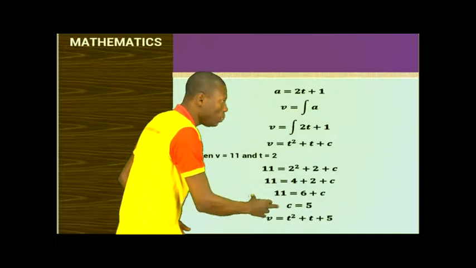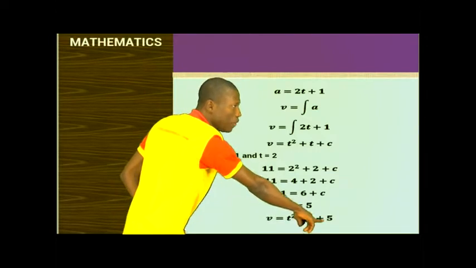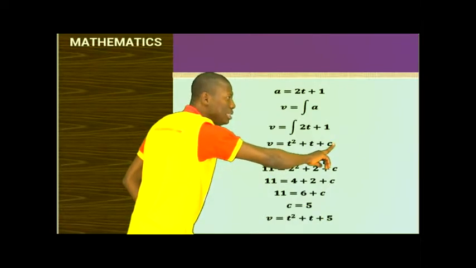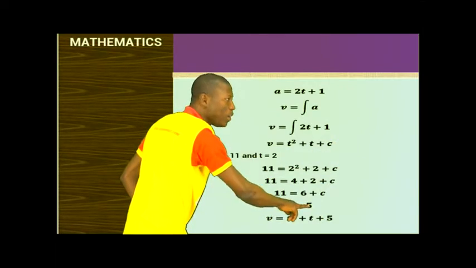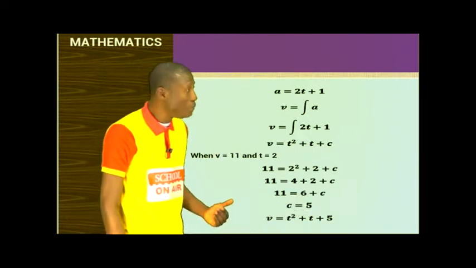Now the equation will be v is equal to t squared plus t plus 5. Here, this c is what I got, which is equal to 5, so I just remove c and put 5 there. So this is the equation of the velocity.